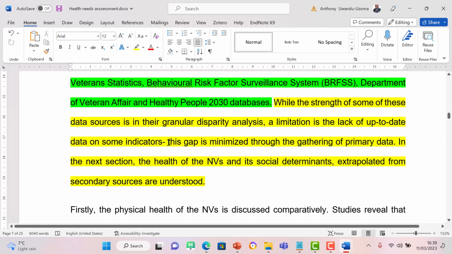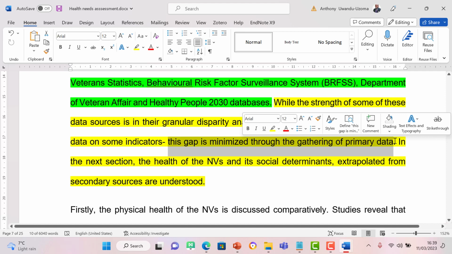Now, how do you plan to minimize this gap? This gap is minimized through gathering of primary data. So you can see that the author is justifying her method. Her method is not just purely secondary data collection. Sorry, it's not just desktop based. She actually went to the field, as if it's primary data.